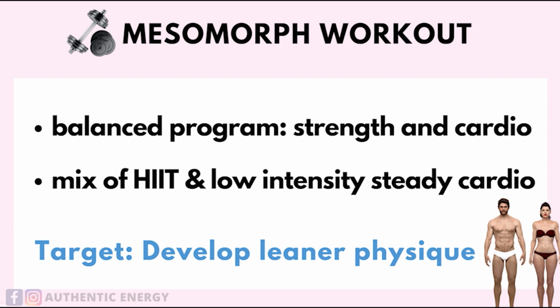When it comes to interval training for mesomorph bodies, you can mix up HIIT, high intensity interval training, with low intensity steady cardio. So you can do half and half. The target for the mesomorph workout is to develop a leaner physique, which is why a good balance of strength and cardio is best for mesomorph bodies.